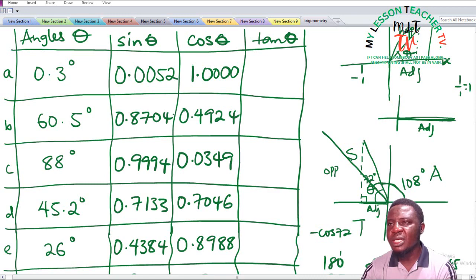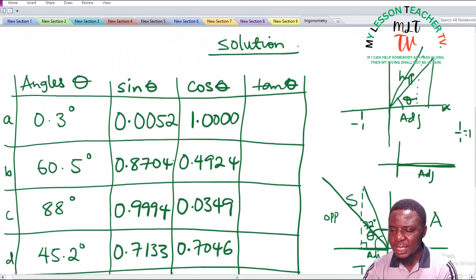We shall then take the tangent of each of the angles using the tan table.